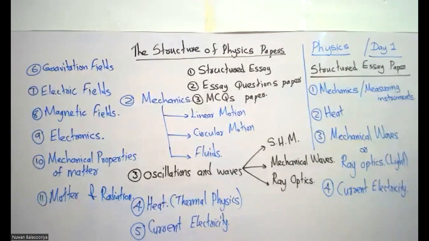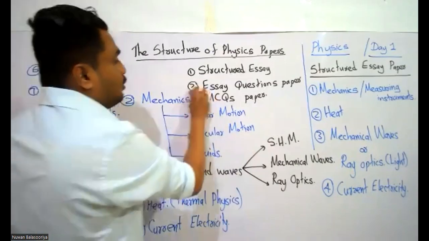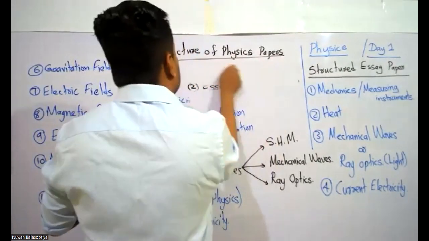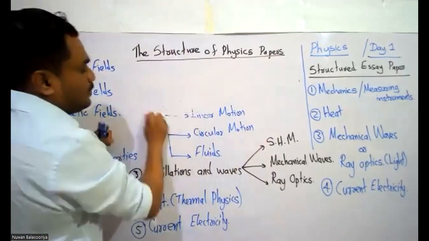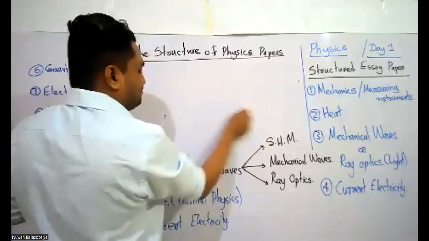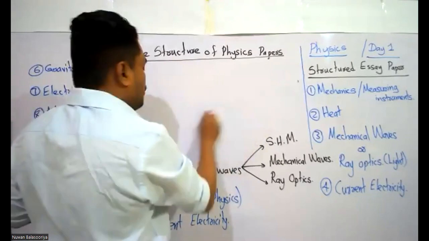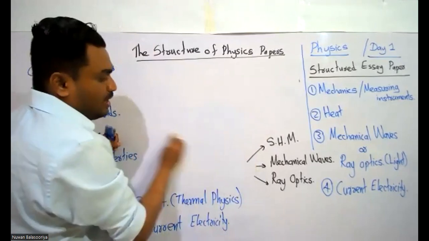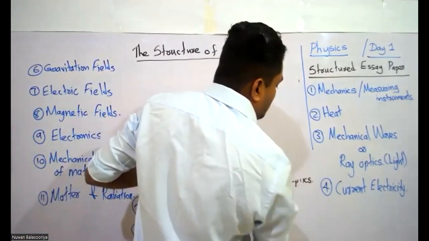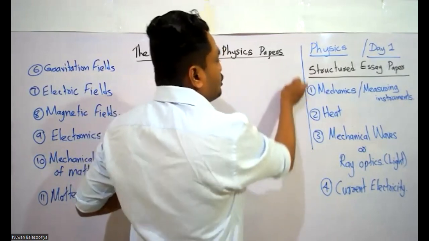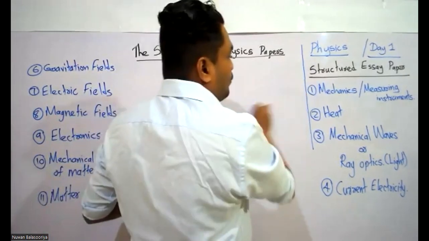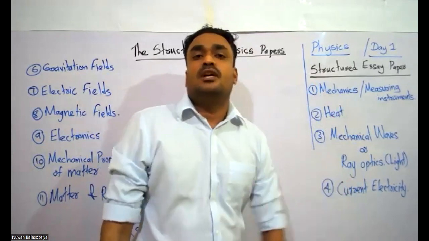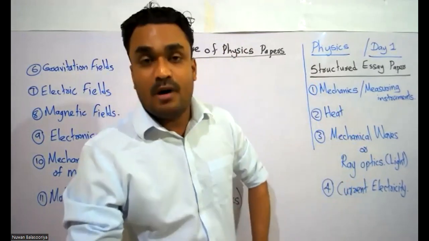Right, now I'll explain about this paper further. How many marks are given for a question? Can somebody guess? There are 4 structured essay questions, right? I'm talking about out of 100. If we consider the structured essay paper, they will give you 5 marks for each structured essay question out of 100.